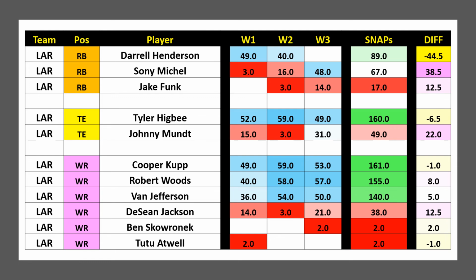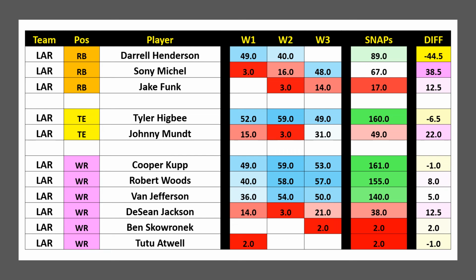Michel at 48. I guess he's the guy now. Jake Funk is in there as well. Guess he's the handcuff to the handcuff. Higbee, gone down a little, but I guess he's still in the running for a streamer type. Woods outsnapped Jefferson and Cup, but it looks like it's A, B, and C, and that's never good snap-wise. I guess Jefferson might be the handcuff. Might be worth a grab as well, yep, in a deep league.